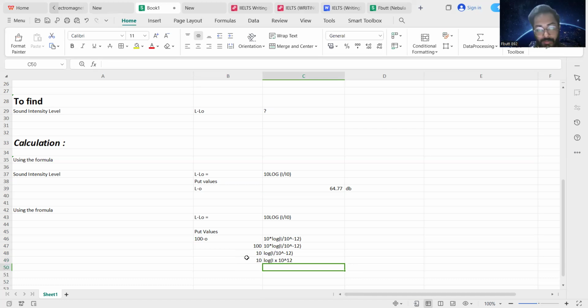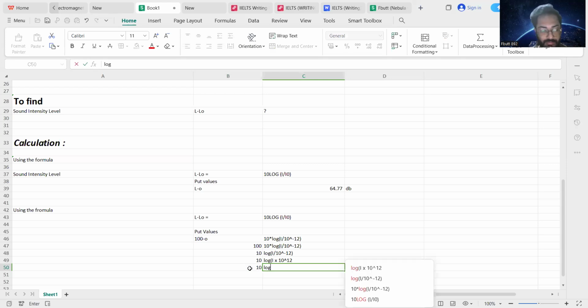Here the log is multiplying with both of the factors. So by using the properties of logarithm, we can write it as 10 is equivalent to the logarithm of the sound intensity of an unknown sound plus the logarithm of 10 raised to the power plus 12.